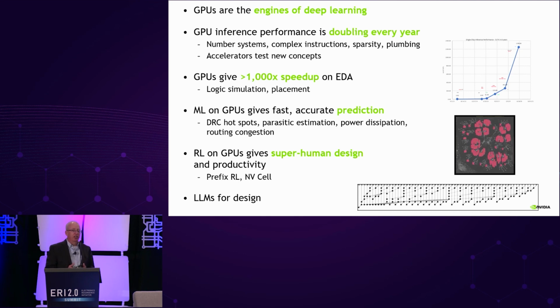And then the thing that's really exciting is using reinforcement learning to get superhuman designs, things like those carry chains, which no human would ever design and are better than the human designed ones, and better productivity, because what took a group of many people 9 months to do, we can now do overnight on one GPU.